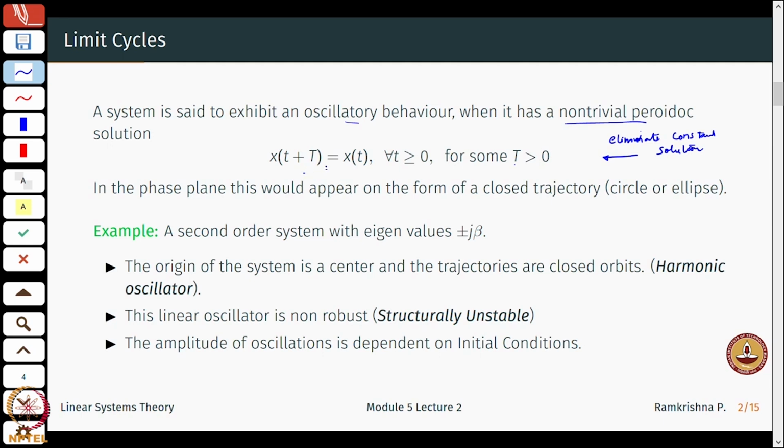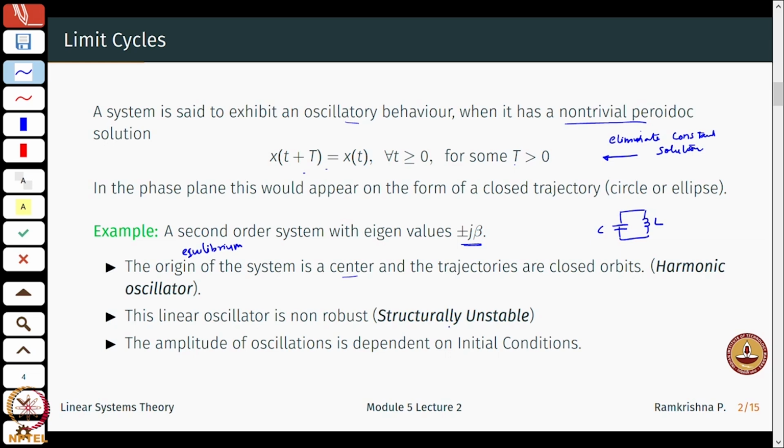Okay, so in the phase plane, if I am just looking at non-trivial periodic solutions, this would appear in the form of a closed trajectory, a circle or an ellipse. Just to recall the earlier lecture of this week, this would correspond to a system which had eigenvalues of the form plus minus j beta, complex eigenvalues where the real part is 0. The equilibrium of the system is a center and the trajectories were closed orbits, and this could also resemble a harmonic oscillator or an LC circuit. If there are some initial conditions, then this will always be oscillating around its equilibrium point.